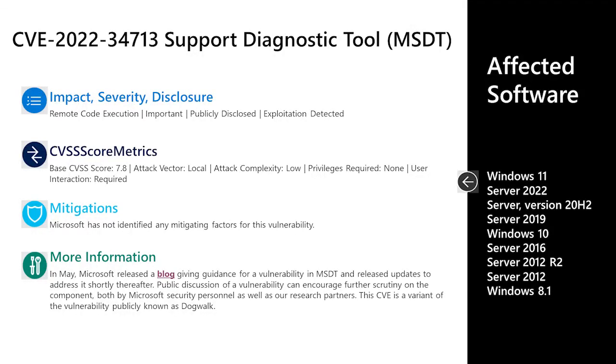But essentially, this vulnerability here is a variant of the vulnerability that was publicly disclosed and fixed a little bit of time back that may have been publicly talked about as DogWalk. So again, this is a variant of that DogWalk vulnerability. It's unique and different from that previous vulnerability, but we just want to clear that up, that it's not DogWalk, but it's very similar to that vulnerability. As far as affected software, it's all versions of Windows that are in support, from the desktop side, Windows 8.1 up through Windows 11, and on the server side, Server 2012 all the way up through Server 2022.